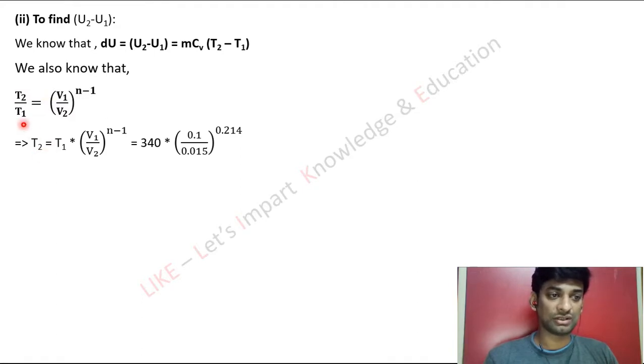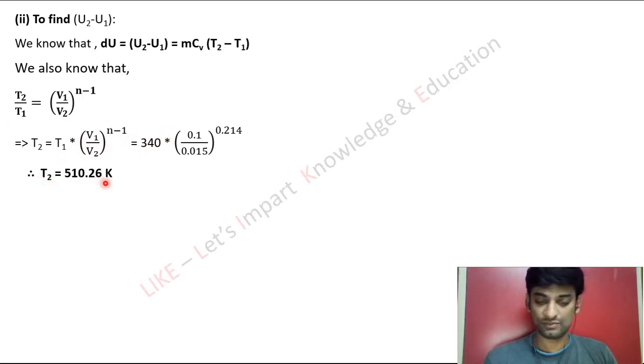Look at this. T2 is equal to, this T1 is brought here, T1 into V1 by V2 whole power n minus 1. T1 known value, V1, V2 given, n we have calculated. If you substitute all the values, you will be getting T2 is equal to 510.26 Kelvin.